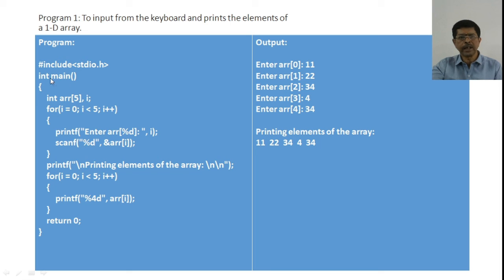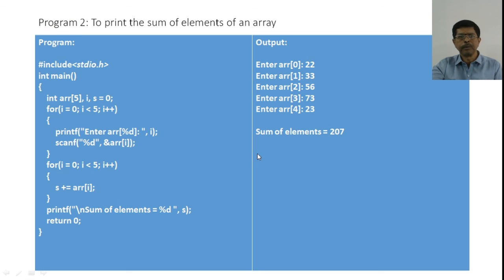I have given int main here. So you can see the output also. Enter ARR[0] is 11, ARR[1] is 22, ARR[2] is 34, ARR[3] is 4 and ARR[4] is 34. And then it will print the elements of the array one by one: 11, 22, 34, 4 and 34.